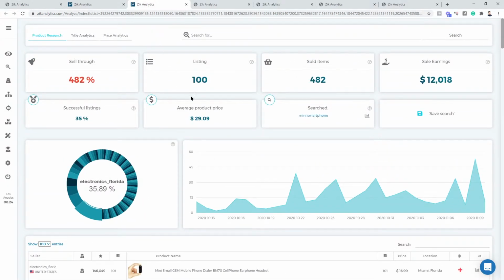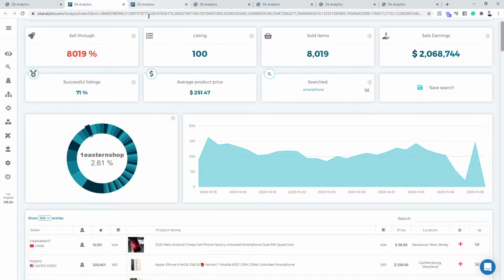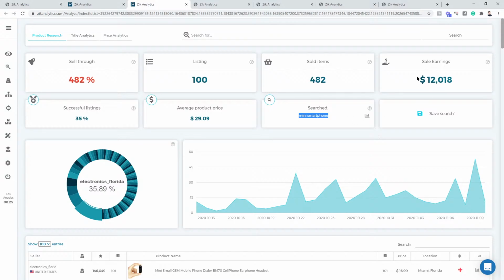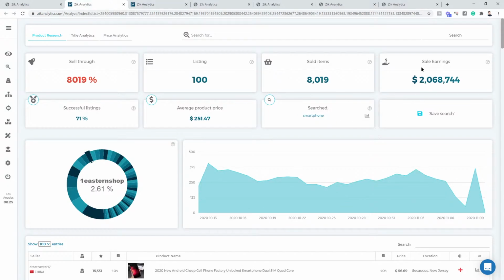Under mini smartphone, take a look at the difference. The smartphone keyword, look at the statistics, $2 million in sales in the last 30 days. Now look at the statistics under mini smartphone, $12,000 in sales, 482 sell-through rate, 35% success rate, $29 per average product price. It's already completely changing. We added only one keyword, and the statistics completely changed. Now, I want you to understand something. When you do niche research, you really need to be flexible with your mind, because it's not black and white. You don't look at the number and say, wow, 2 million is a lot.